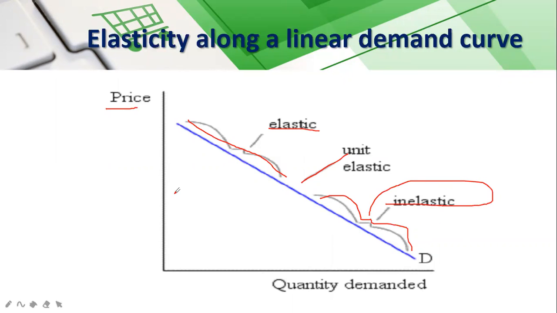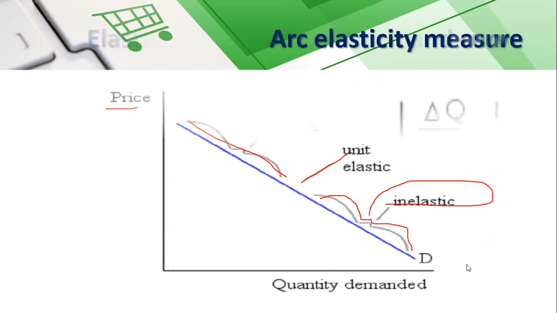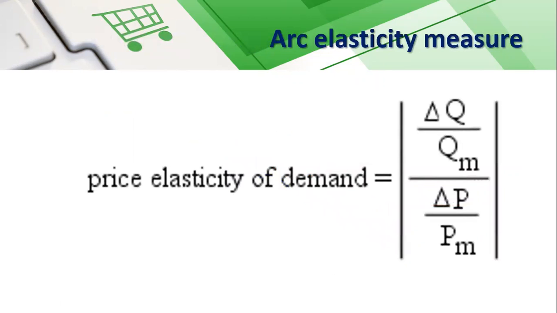So here you can now see elasticity along a linear demand curve. This is really its form, because you are going to compute the percentages. So that's why this part is elastic, this part is unit elastic, and this part is inelastic. Now, let's go to the next one. Let's try to know about the arc elasticity measure.